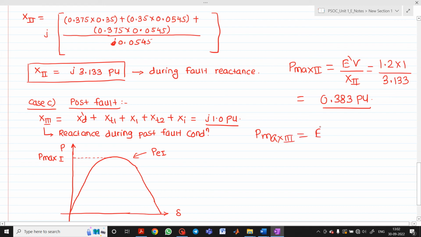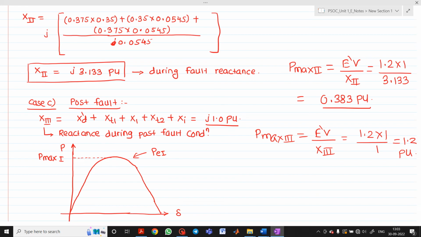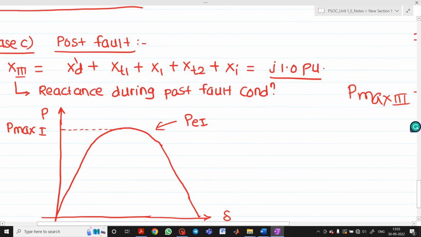Same formula, E dash V upon x3 will be there. So it is 1.2 into 1 upon 1, which comes out to be 1.2 per unit. So these are the values of Pmax1, Pmax2 and Pmax3. So this is the first curve that I have drawn here. Let me show it to you.